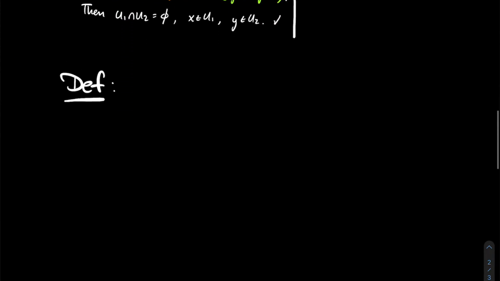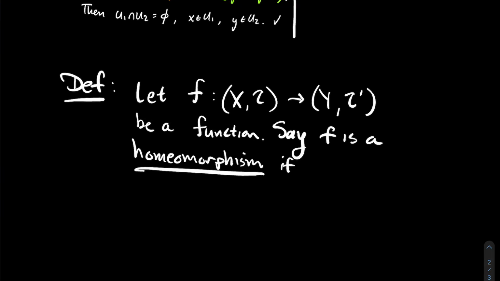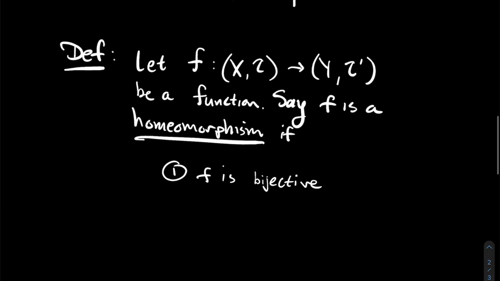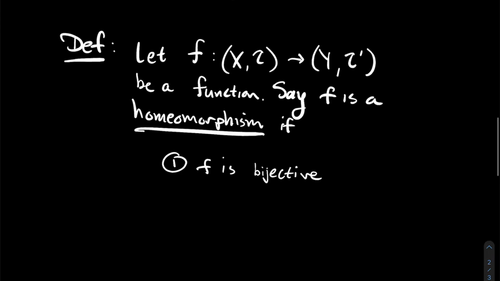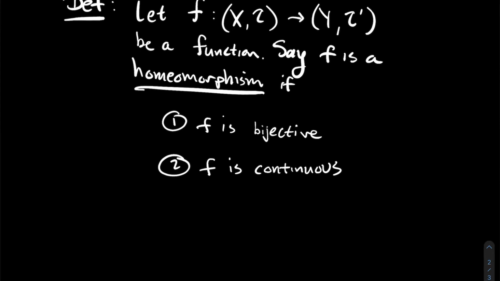Now let's get to our next definition, one of the buzzwords in this video. Let's say you have a function between two topological spaces, X with topology T and Y with topology T prime, or maybe you call it a map instead of a function. Who cares? We're going to say f is a homeomorphism if three things happen. The first thing is that f is bijective. Remember, that means one-to-one and onto. And then number two, that f is continuous.